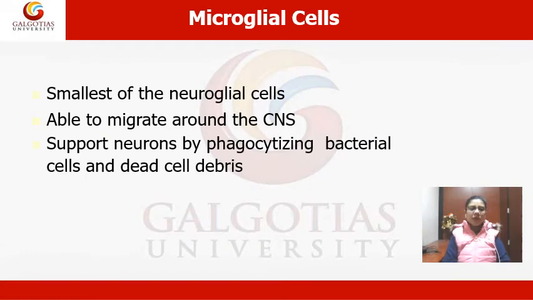The third type is microglial cells. These cells are the smallest of the neuroglial cells. They are able to migrate around the CNS, and they support neurons by phagocytizing bacterial cells and dead cell debris. So generally what is the function of microglial cells? They have a phagocytic function, and they keep removing debris and dead cells.